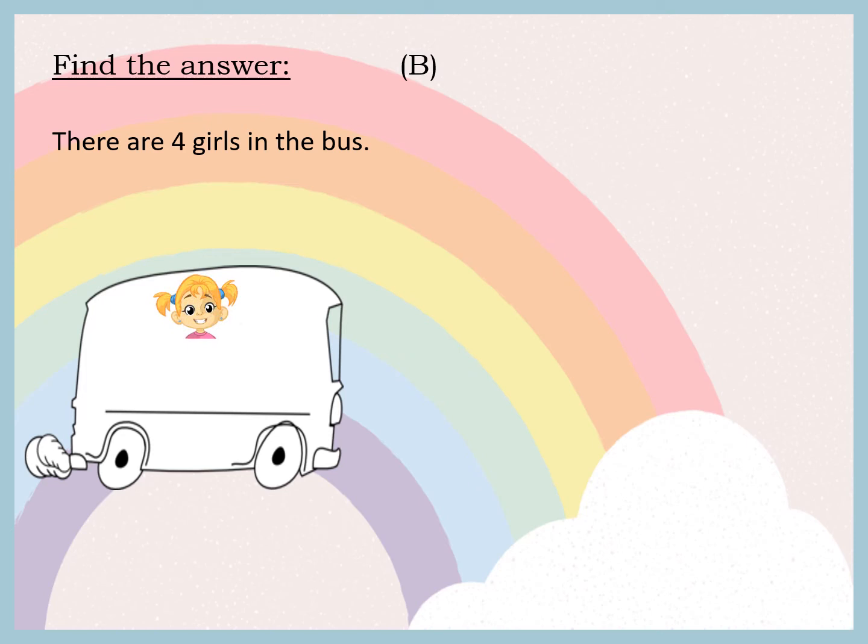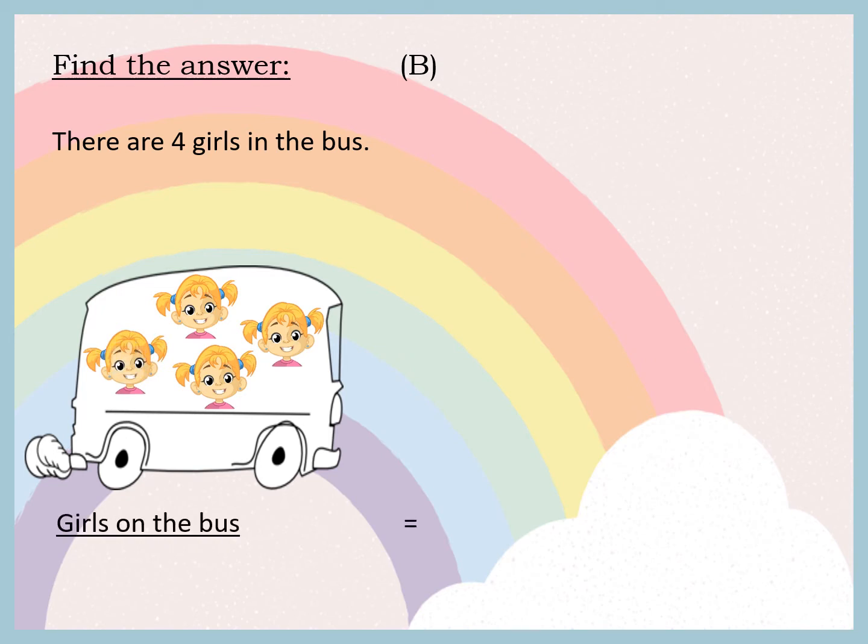So let's count four girls. 1, 2, 3, 4. There are four girls on the bus. So girls on the bus, how many? There are four. There are four girls on the bus.